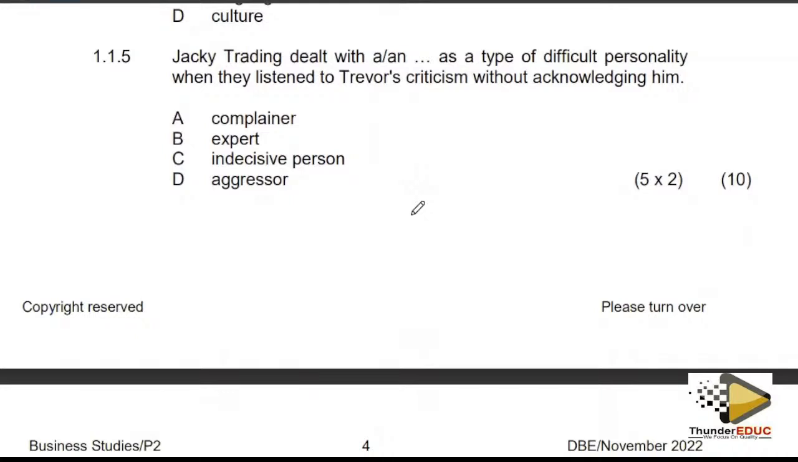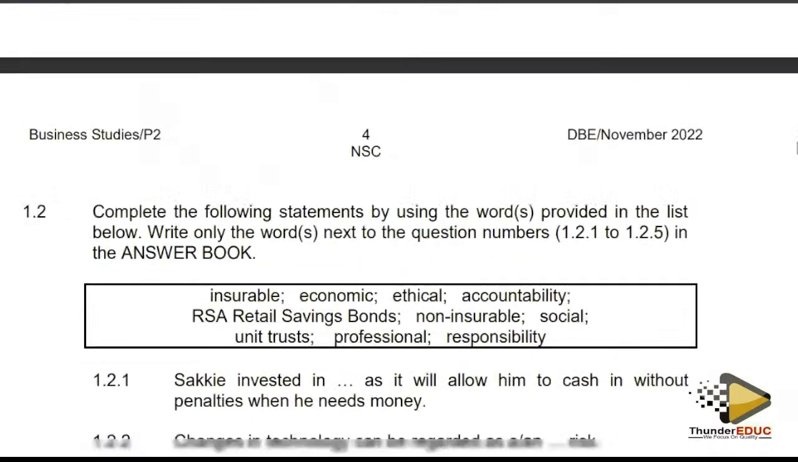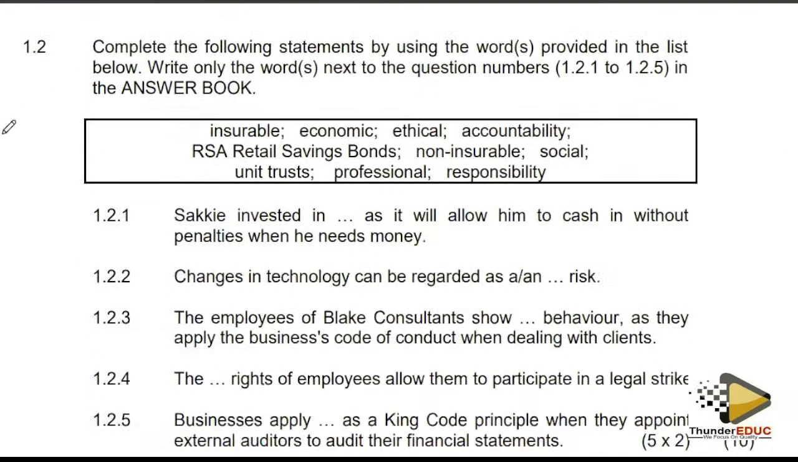1.1.5 is as follows. Reading: dealt with dash as a type of difficult personality when they listen to a driver's criticism without acknowledging him. So now this personality that we are referring to in this regard, we are referring to a complainer. Okay, right. So now moving on, we have 1.2.